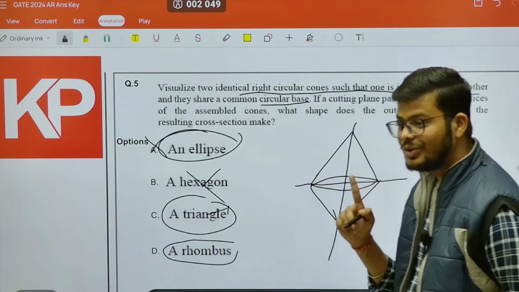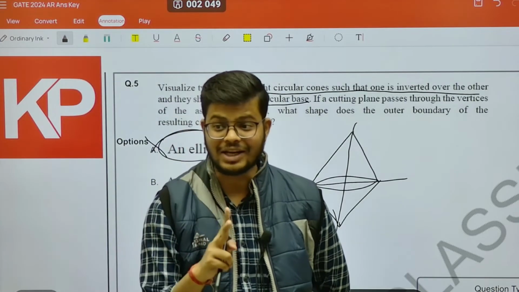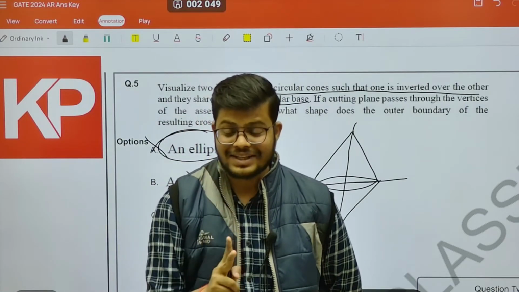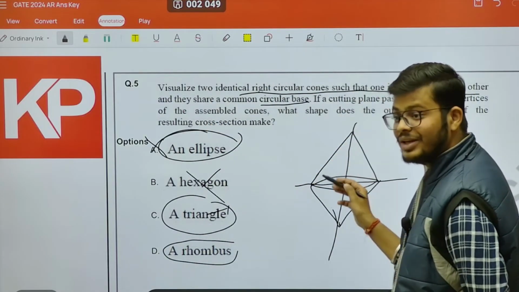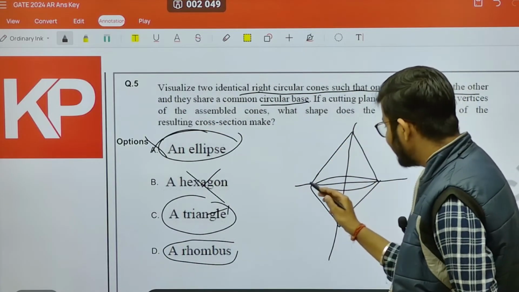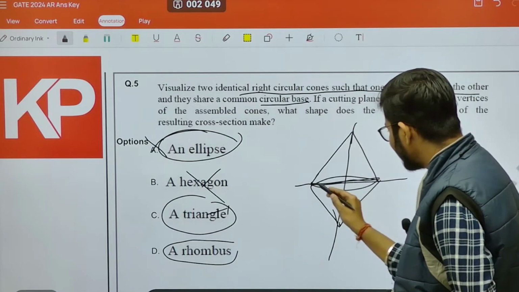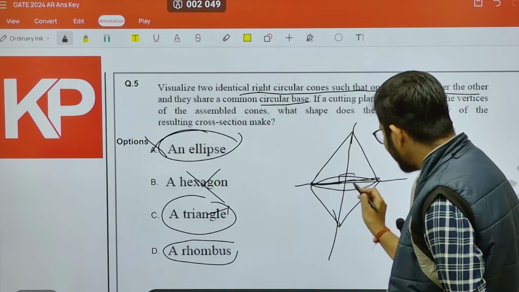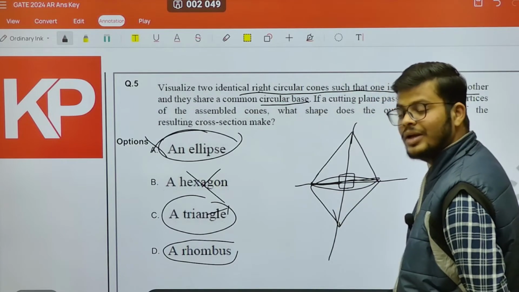Now check. You need to know the property of a rhombus: the diagonals of a rhombus bisect each other at 90 degrees. Now if you look into this, what are these? These are identical cones, and this will be perpendicular on this part. So this is going to make a 90 degree angle, this is going to make a 90 degree angle, and this cone is going to make a 90 degree angle.